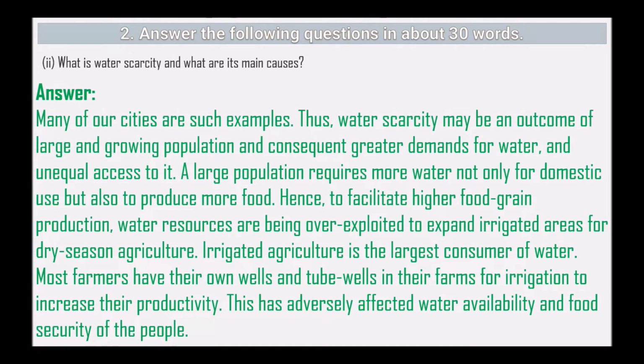Irrigated agriculture is the largest consumer of water. Most farmers have their own wells and tube wells in their farms for irrigation to increase their productivity. This has adversely affected water availability and food security of the people.